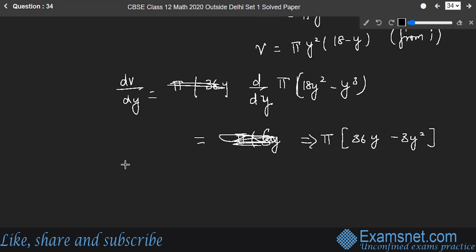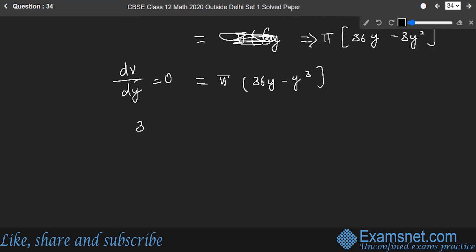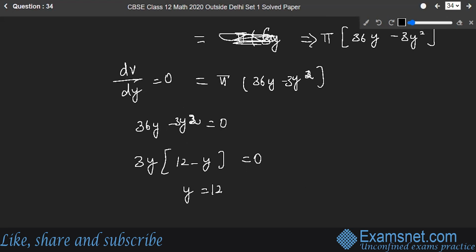Correct? For the maximum volume, this should be equal to 0, which means pi into (36y minus 3y square) should be equal to 0. I'll take the 3y common from here: 12 minus y should be equal to 0. So either y is equal to 12 or y is equal to 0. If y is equal to 0, then it won't be a rectangle itself, right? That means I'll consider y is equal to 12.